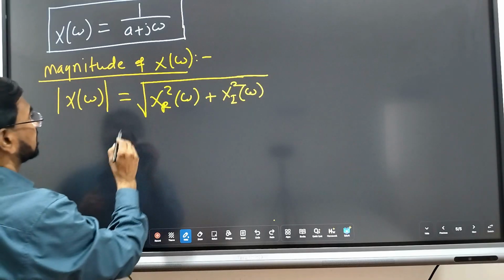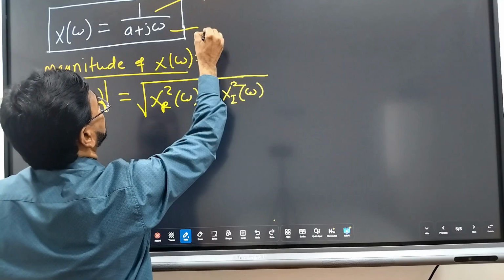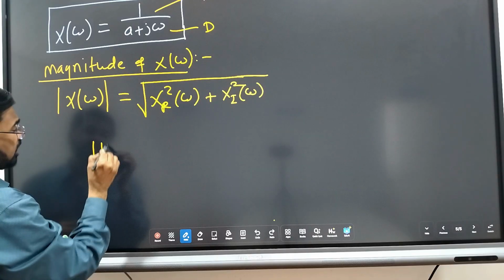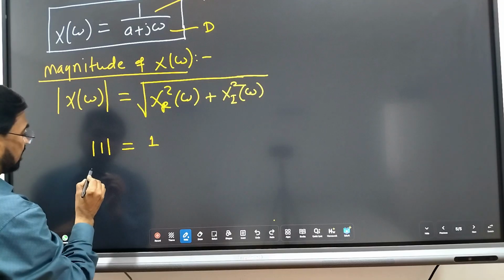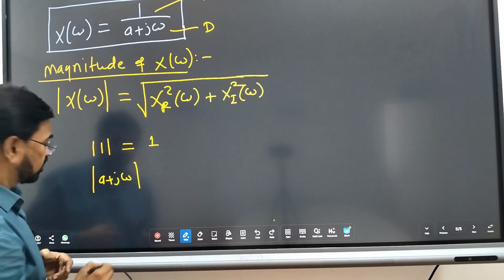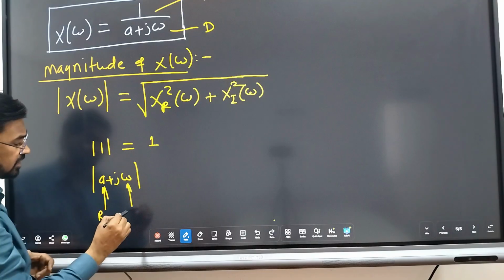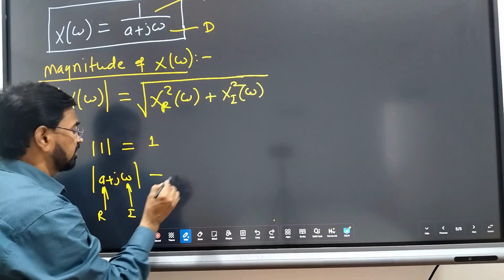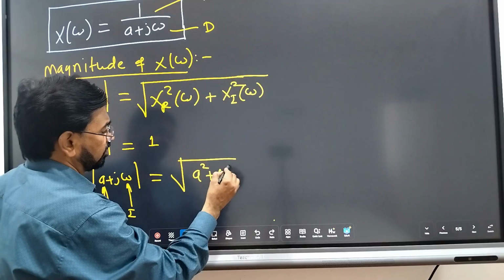What is the real part? Let us find the numerator. This quantity is the numerator and this quantity is the denominator. We'll find the magnitude. What is the magnitude of 1? It is 1. And what is the magnitude of a plus j omega? This is the real part and this is the imaginary part, the one with j. So the magnitude will be square root of a squared plus omega squared.